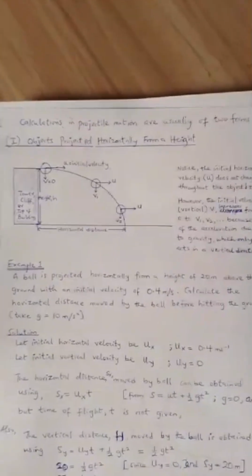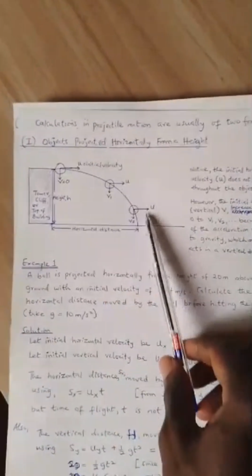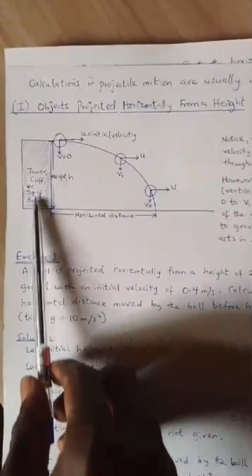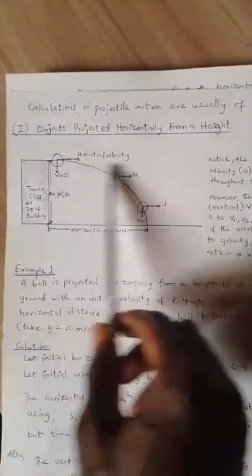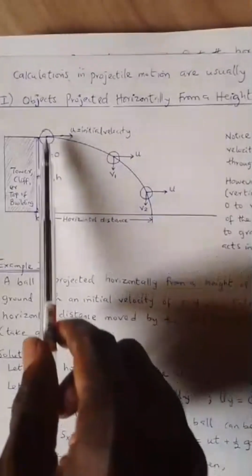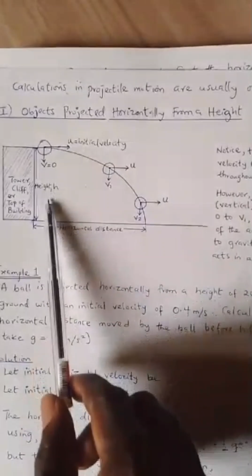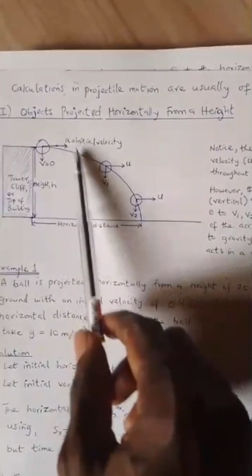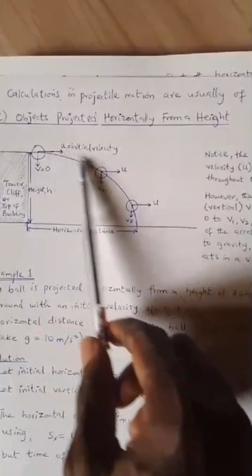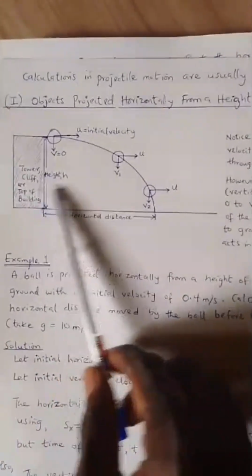Let's jump straight into it. Calculations in projectile motion are usually of two forms. So let's look at the first form, objects projected horizontally from a height. So it could be the top of a tower, or the top of a building. So the object is projected with a horizontal velocity, projected horizontally. So this is a diagram showing the initial velocity in that horizontal direction. And of course, because of gravity, it's going to affect the vertical component. It's going to make the object drop. So this is what the diagram looks like.